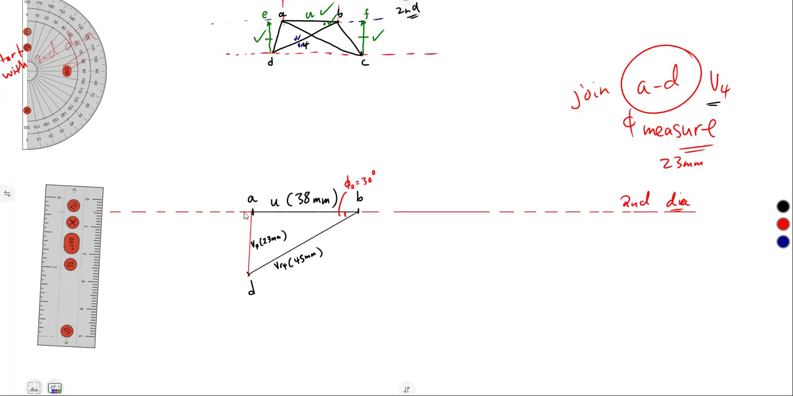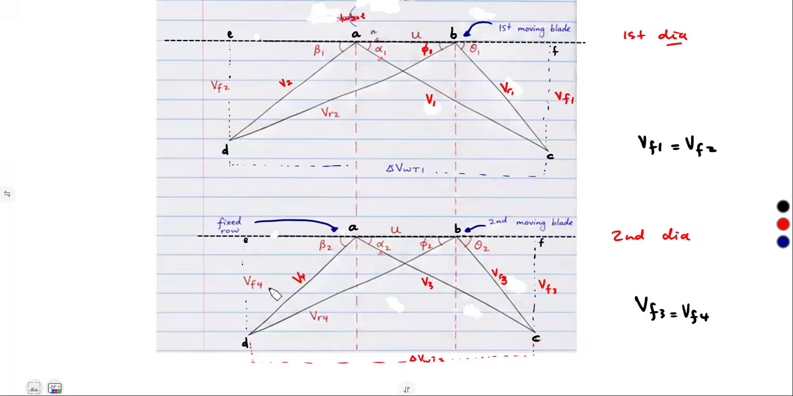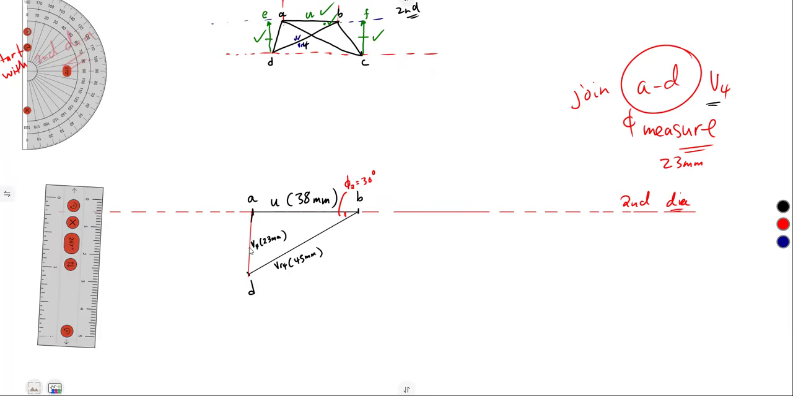So as we can see, today we are supposed to have the flow velocity from D to E, that flow velocity. But as you can see, V4 is closer.